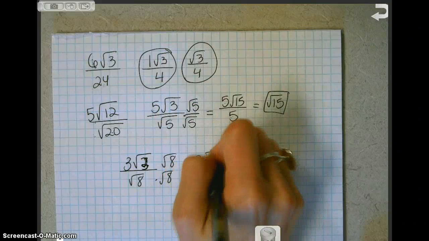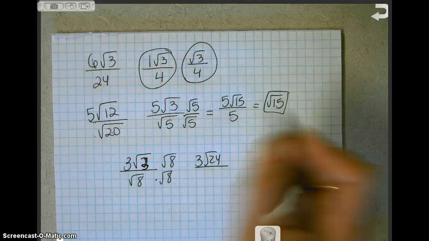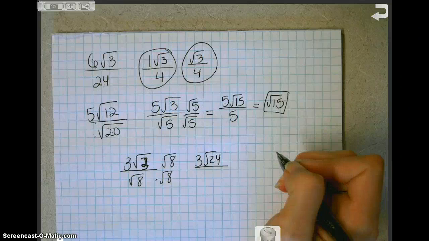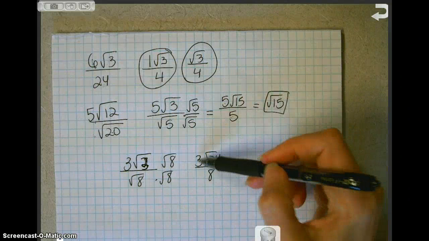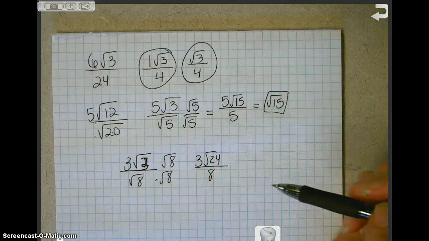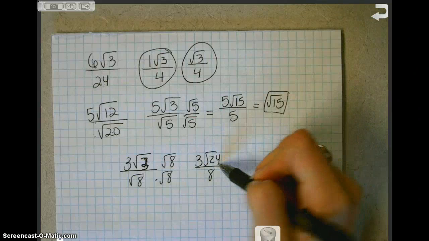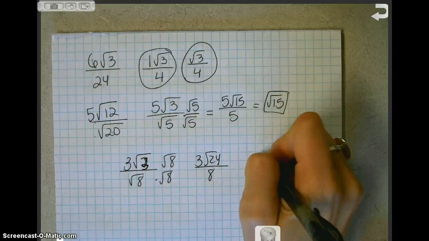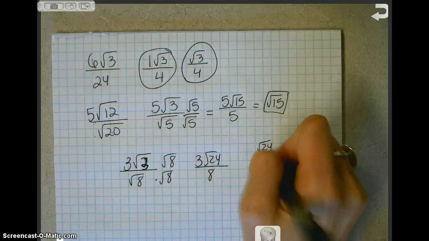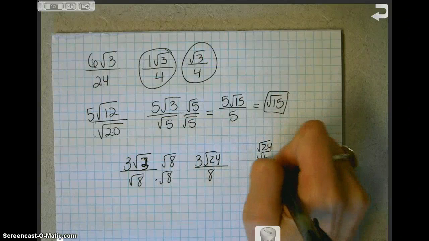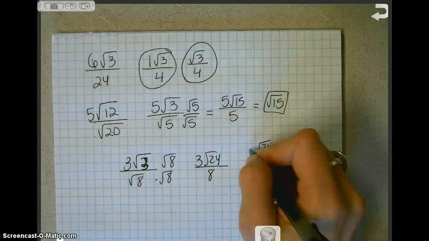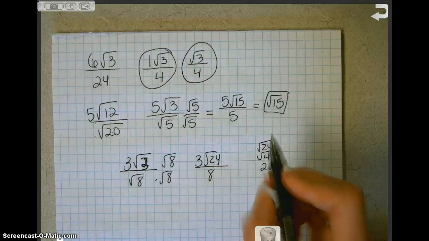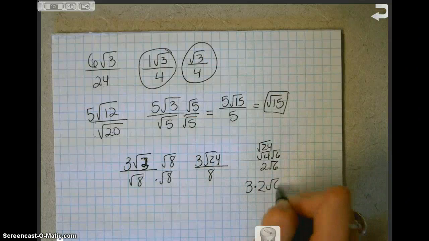3 square root of 24 over square root of 8 times square root of 8 is square root of 64, which will give us 8. Okay, and look for the number factors. These will not reduce. However, our radical will. The square root of 24 will break into square root of 4 times 6, which is 2 square root of 6. That's what the square root of 24 is. We still have that 3 out there, so it'd be 3 times 2 square root of 6 all over 8.